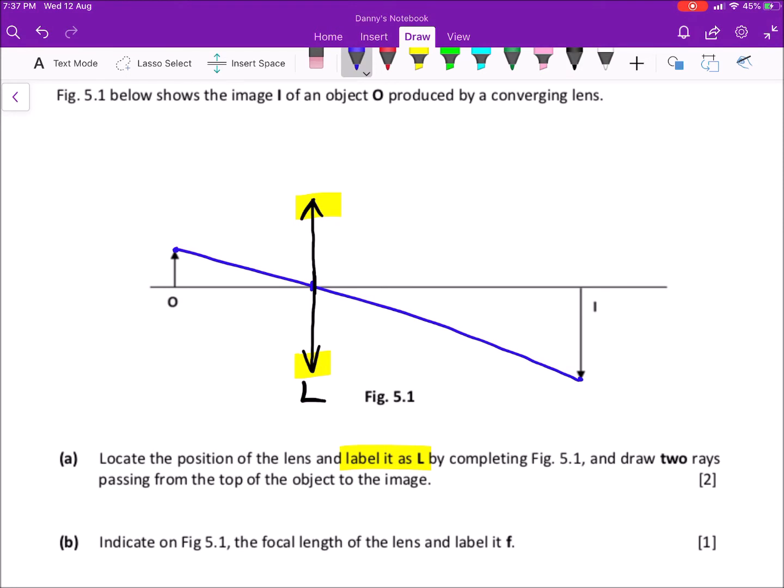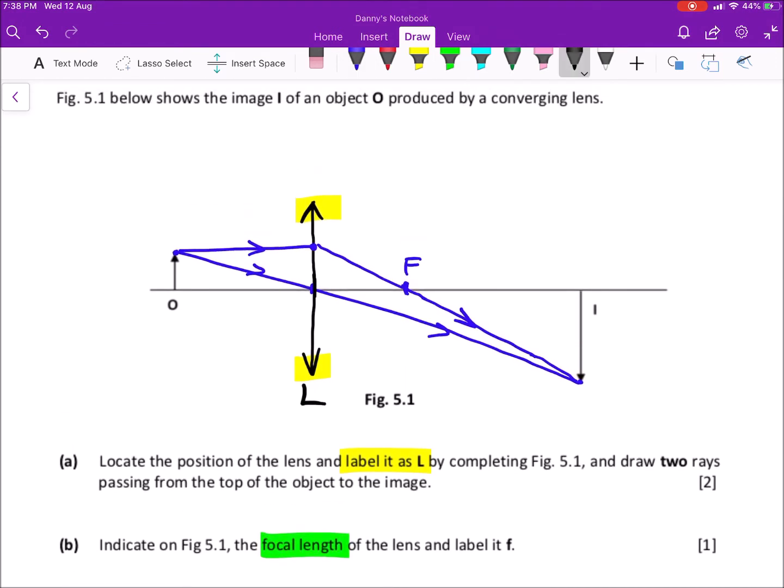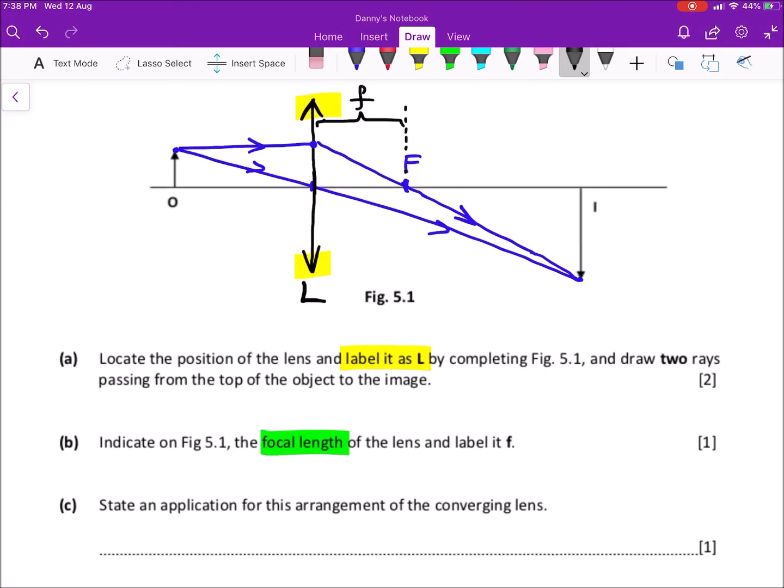The next ray that you usually draw is a ray that is parallel to the principal axis. This is called the principal axis. Once you do that, you know that from this point you should bend towards the focal point, but the focal point is not given. So what do you know? You know that the ray will eventually reach your image. So let it reach the image. So it means that this is your focal point. The question actually doesn't want the focal point, it wants the focal length. So what is the focal length? Please present it properly, dot it out, and let me know that my focal length is from here to here, this is my F. Label it F as well.